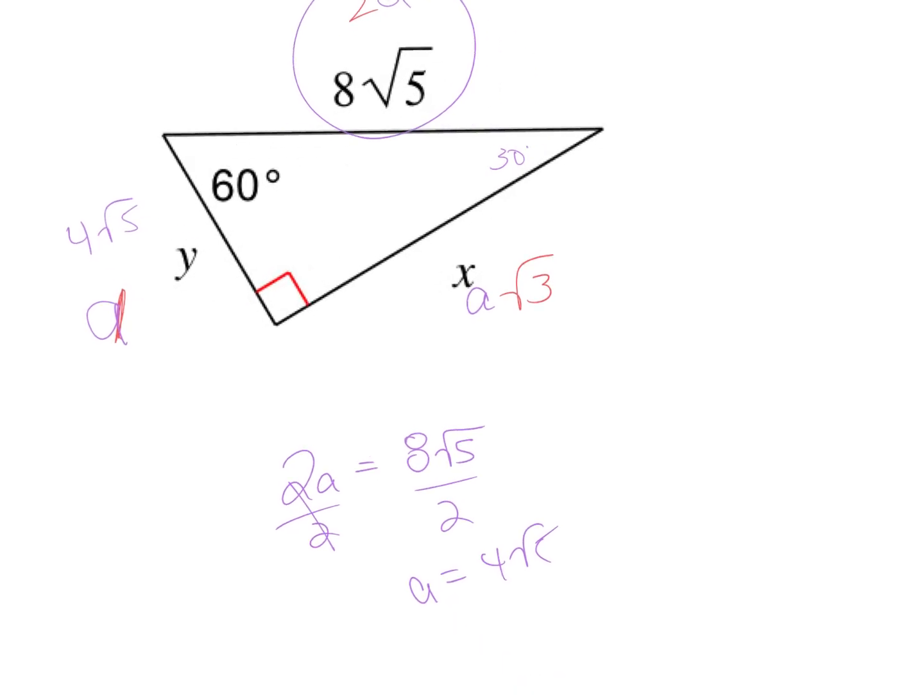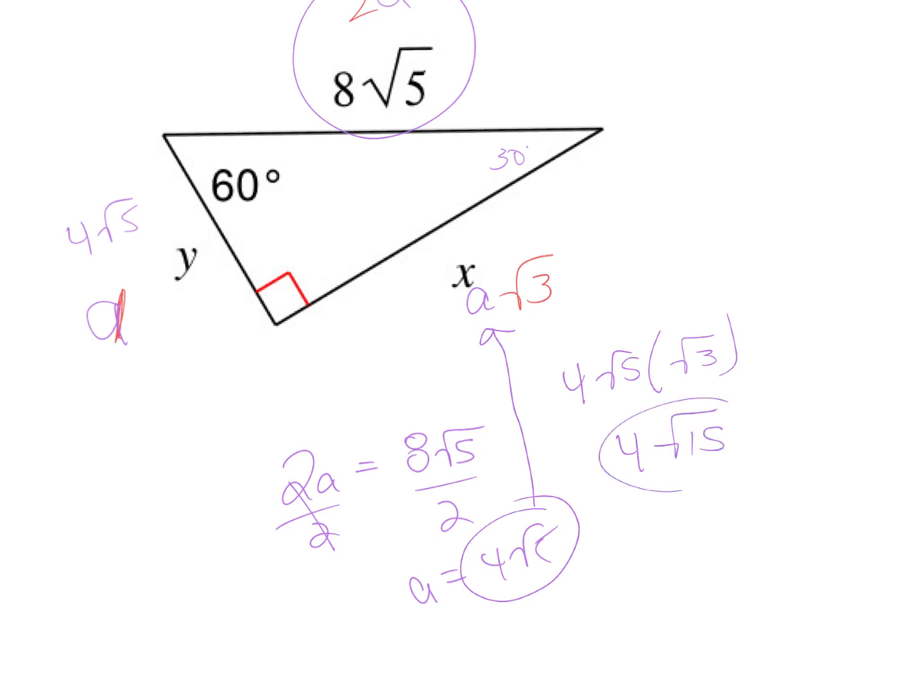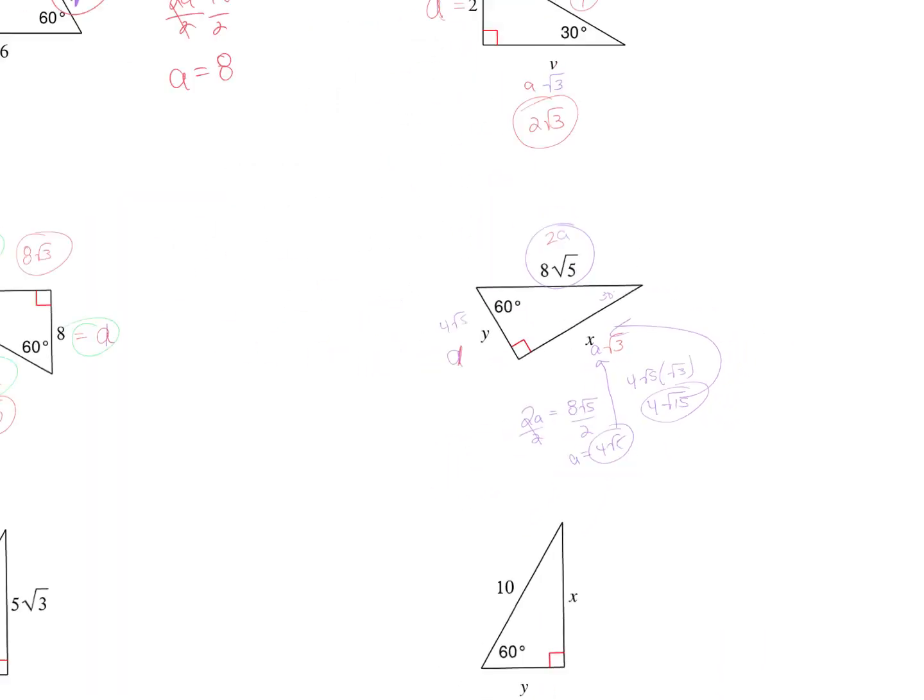Now I say, wait, I have to take this A and put it right there, right? So it's 4 square root of 5 times the square root of 3. A house times a house is a bigger house. So it's 4 square root of 15. That's the side right there. Does that make a little more sense?